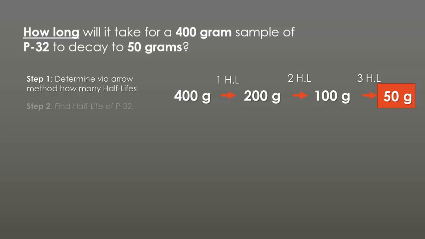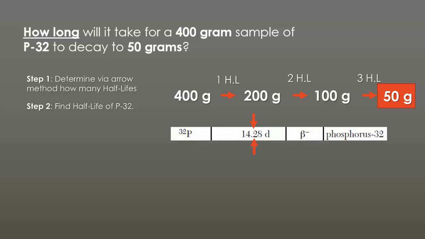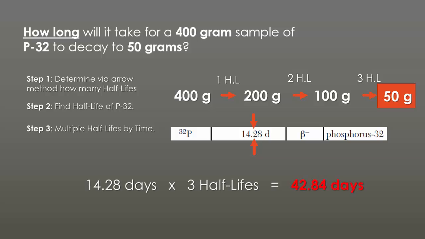Then you have to find the half-life of phosphorus-32 on reference table N, which is 14.28 days. And finally, if you multiply the half-lives by time, or 3 times 14.28 days, you will get 42.84 days. That would be the amount of time it takes for 400 grams of phosphorus-32 to decay to 50 grams.